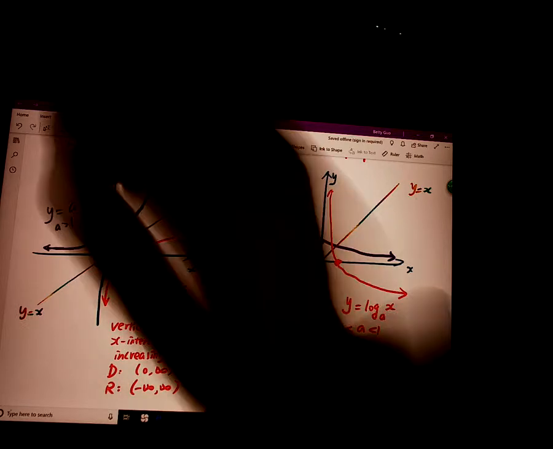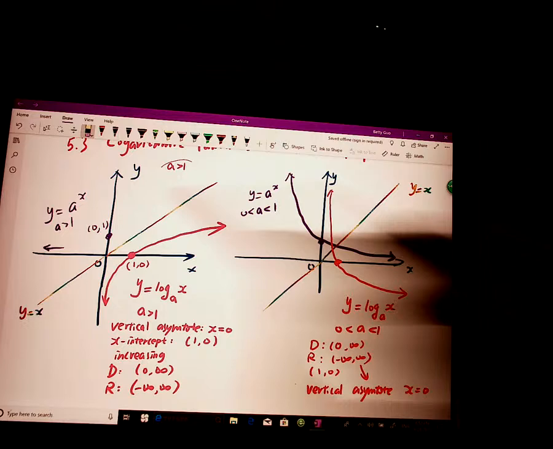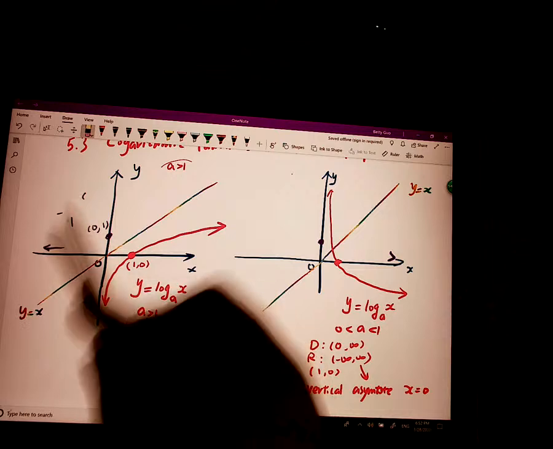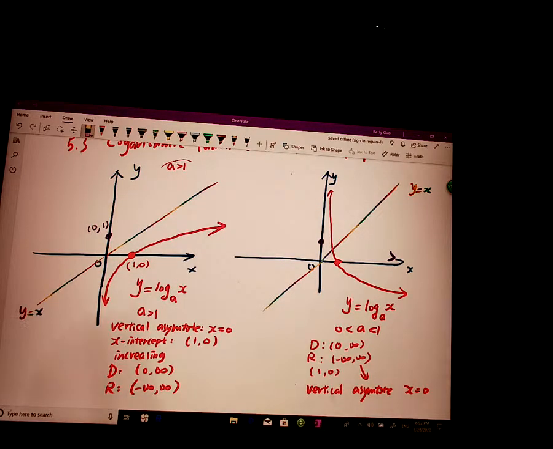Actually, allow me to erase the exponential curve. We only look at the two logarithmic curves. On the left, this curve is the first category logarithmic function. The base is bigger than 1. On the right, we have the second category logarithmic function. The base a is between 0 and 1. First category, as the base is bigger than 1, the function is increasing. Second category, if the base is between 0 and 1, the function is decreasing.